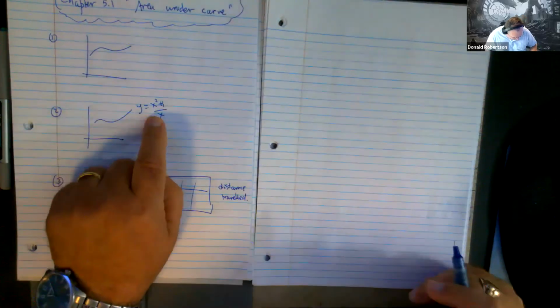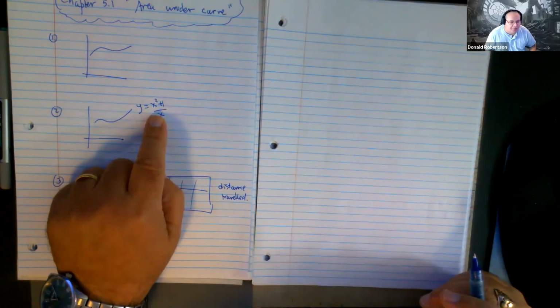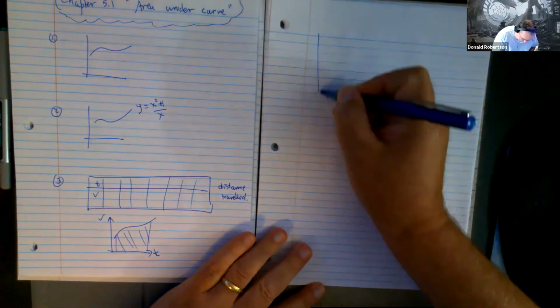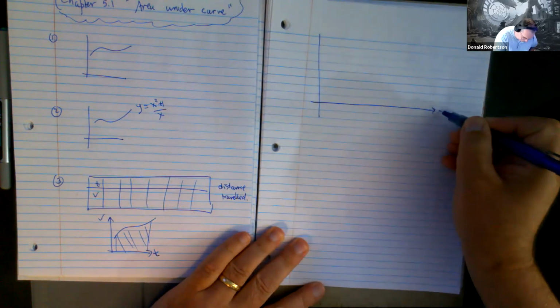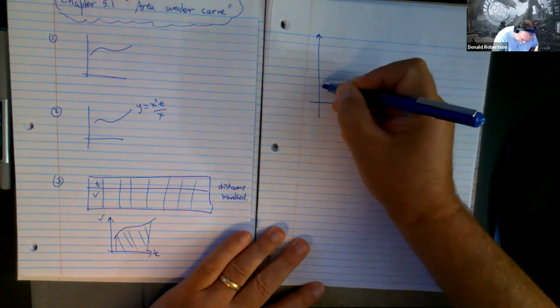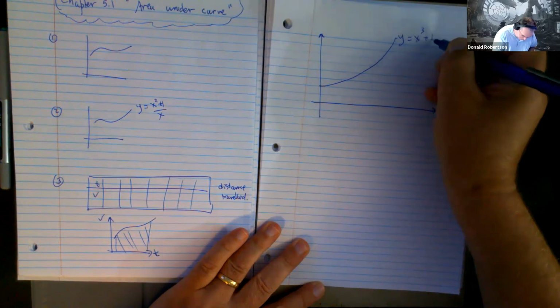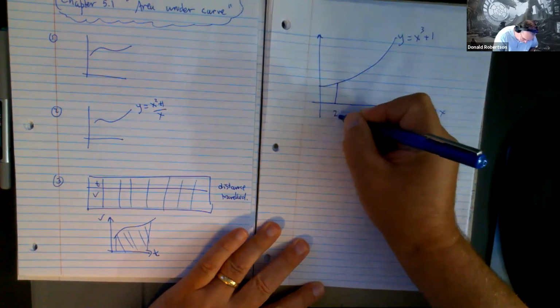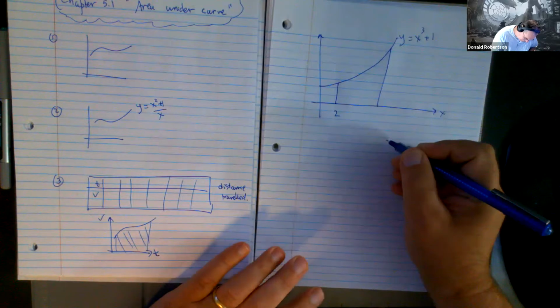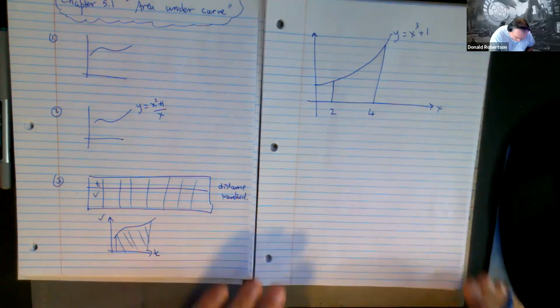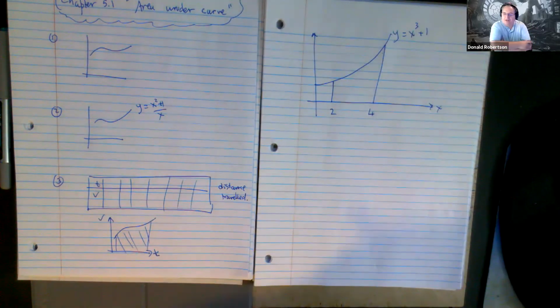Let's start with functions. Let's suppose we have a question and we're being asked to find the area under a curve, but they give us the equation of that curve. So let's suppose we've got this one. It's y equals x cubed plus 1, and it starts at 2 and it finishes at 4. And that's the curve we're being asked to find the area under.